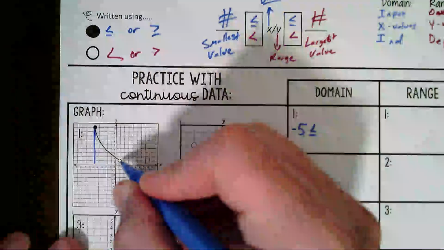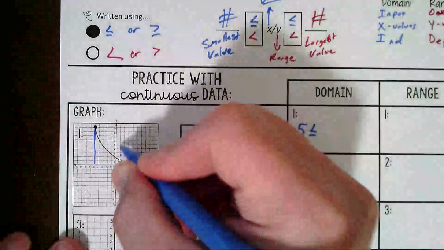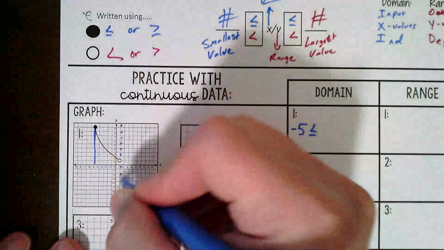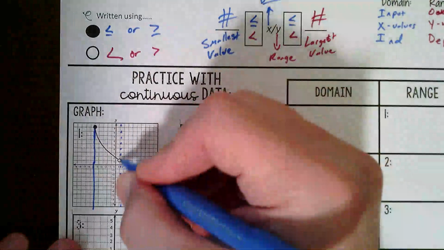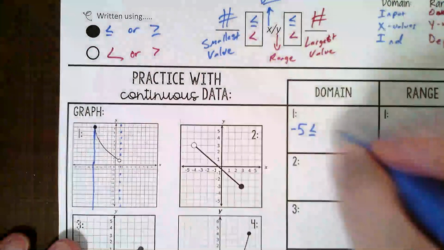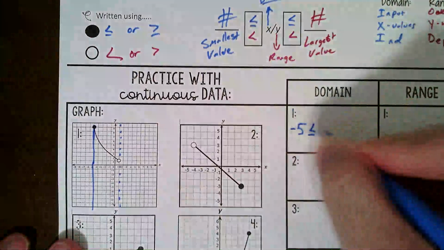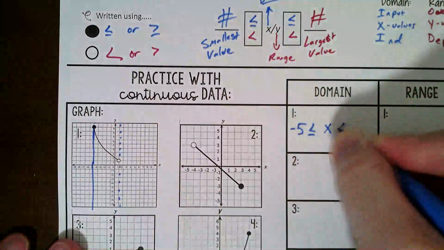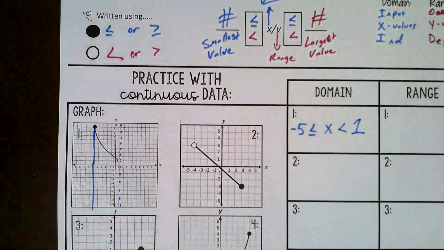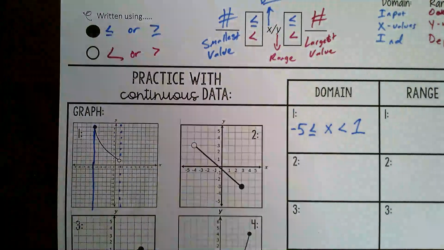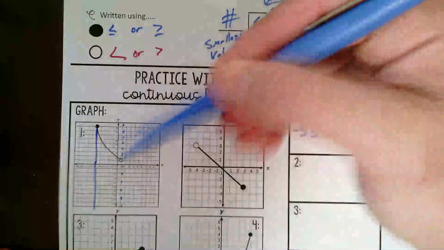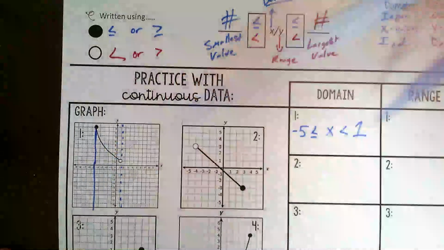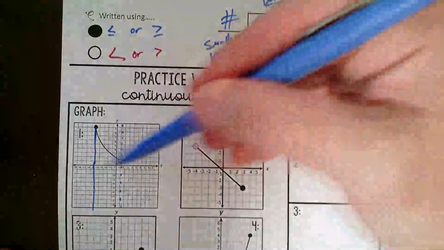When I get to here, this is an open dot, so I'm going to use a dotted line. It goes through x equals 1. So my domain is -5 less than or equal to x less than 1, because this line uses all of the x values between -5, including -5, all the way up until 1, but not including 1.